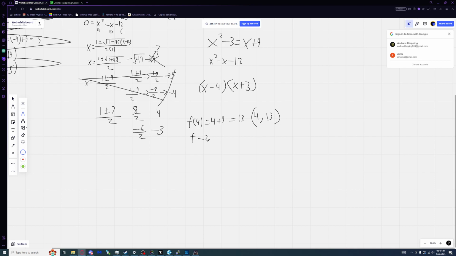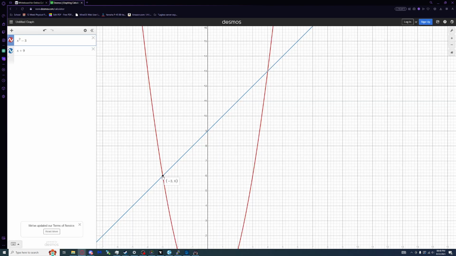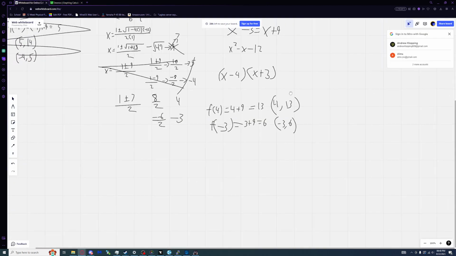And then f of negative 3 gets us negative 3 plus 9, which is 6. Therefore, negative 3, 6 is our other point. Now we can go see we're validated here. The first point is at negative 3, 6. The next point is at 4, 13.